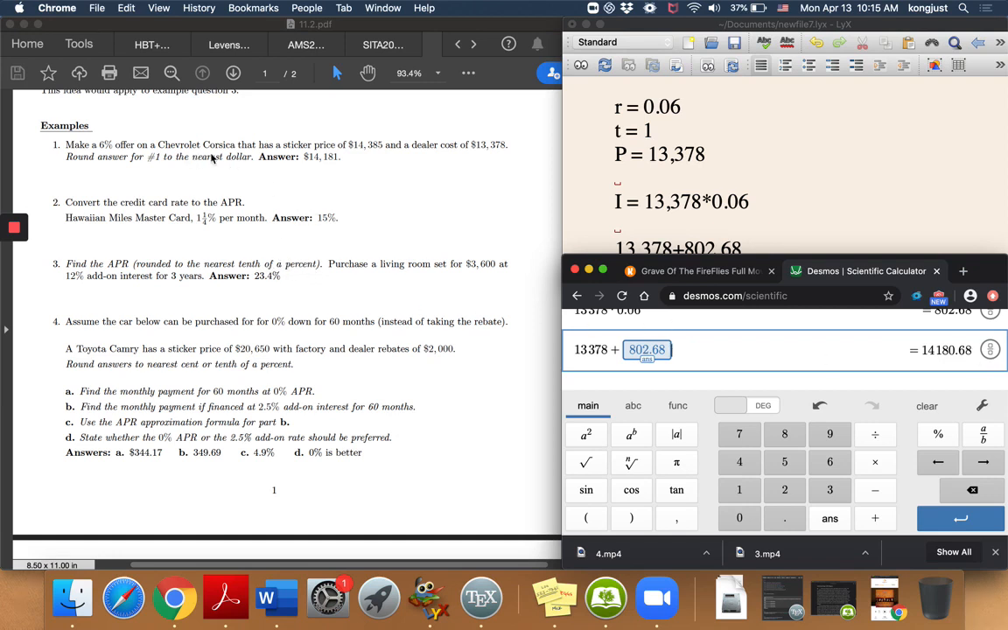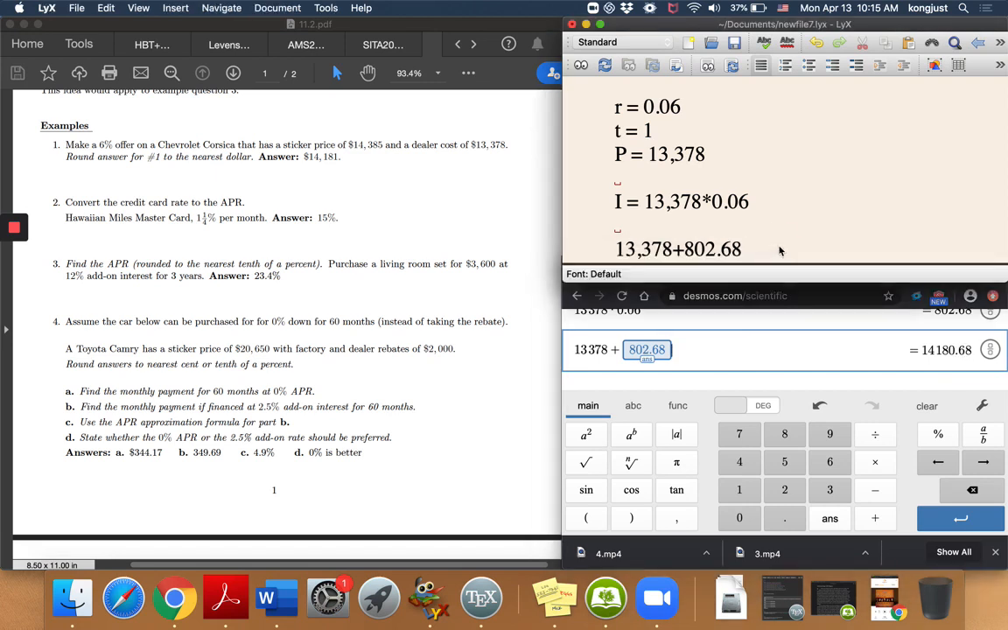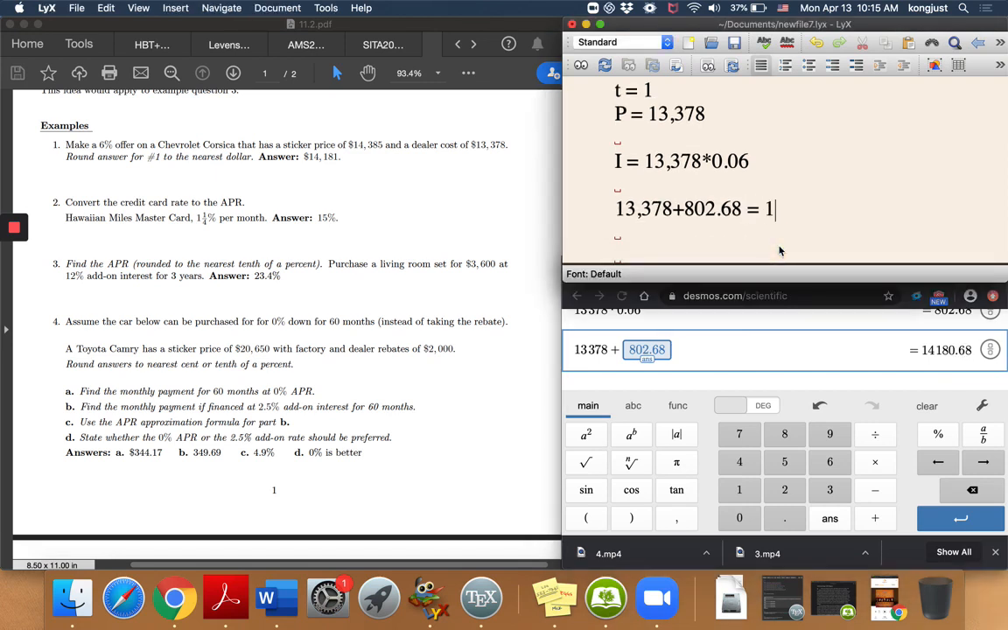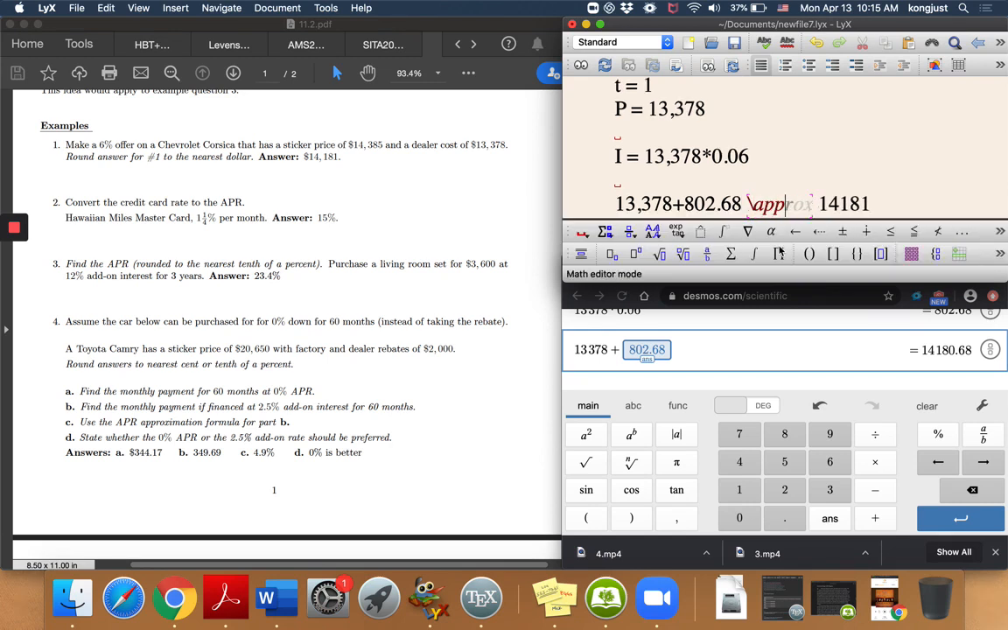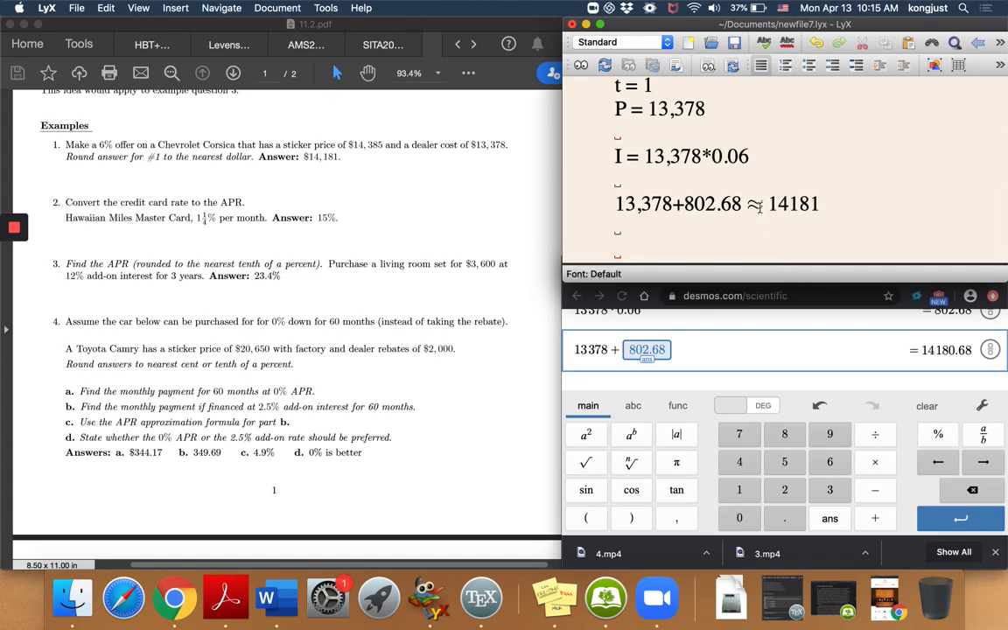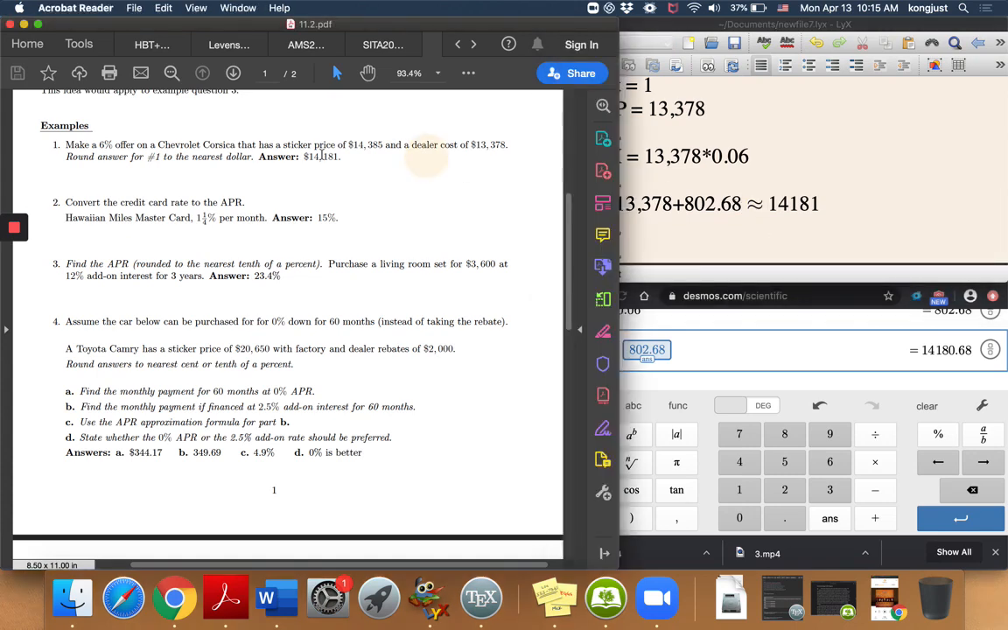Where is that? Yeah, to the nearest dollar. So the nearest dollar is 81. So I round this to 14,181. This is not exactly equal, so let me say it's approximately. Squiggly equals for approximate, yeah? Okay, that's it. That's the first answer.